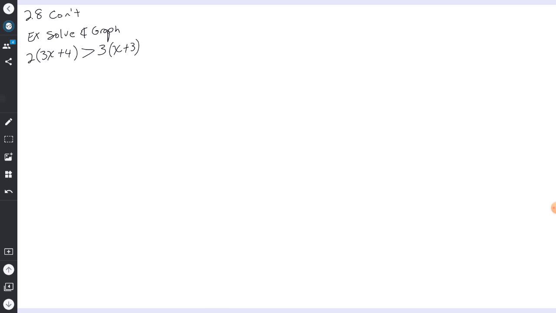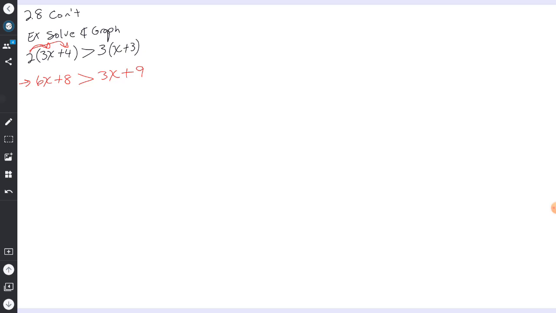Okay, let's start on this side. What exactly are we going to do? We're going to go ahead and distribute that because there's nothing on the inside that we can do. So that becomes what? 6x plus 8, right? Then over here that becomes 3x plus 9.